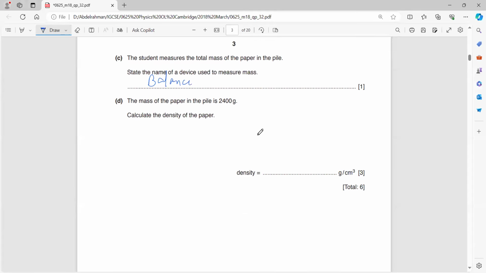Using the mass, calculate the density. Density equals mass over volume. The mass is 2,400 grams, and the volume, we just found, was 3,000. 2,400 over 3,000 is 0.8. Quite easy.